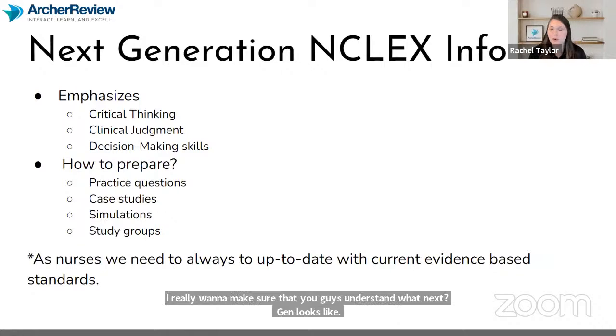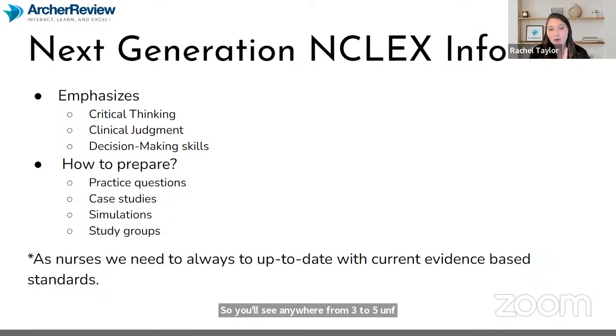So you'll see anywhere from 3 to 5 unfolding case studies. 2 of those, if you get 5, are not scored. If you get 4, 1 of those is not scored. The reason why is they'd be part of those pre-test questions, but you don't know where the pre-test is occurring.